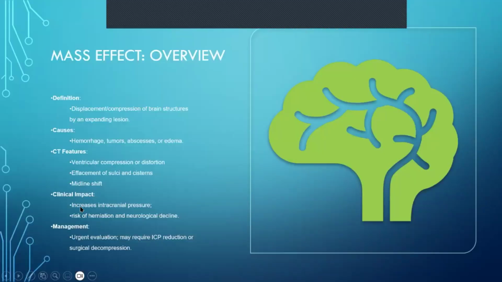Of course, it implies increased intracranial pressure, and the worse the mass effect, the greater the risk of herniation and neurological decline. Management: urgent evaluation, ICP reduction. Sometimes you may be working in an area where you don't have access to immediate CTs. I don't know if anybody would be able to tell me, how would you figure out raised ICP without having a CT scan? You've got a patient maybe who's lying over there, you're working somewhere in a remote area, and you really don't have access to a CT scan.